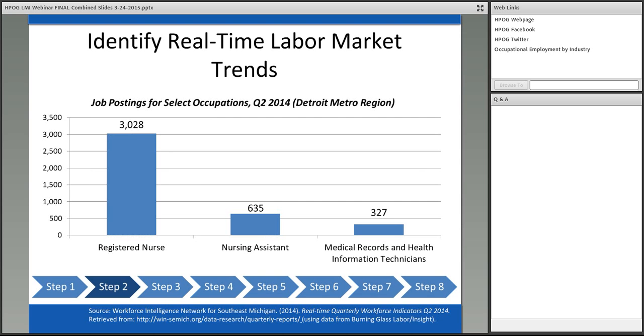So to illustrate an example of some real-time data, here's some job posting information for the second quarter of 2014 in the Detroit metro region. We were able to see the number of job postings for registered nurses and the other two occupations. And as you can see, the number of postings for RNs is over 3,000, but the number of postings for health information technicians is over 300, which is quite a bit higher than the projected number of job openings from the traditional data.